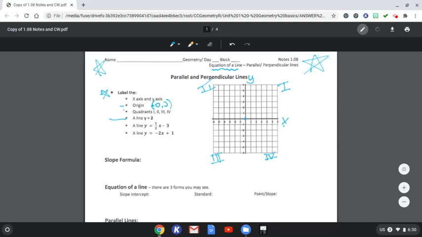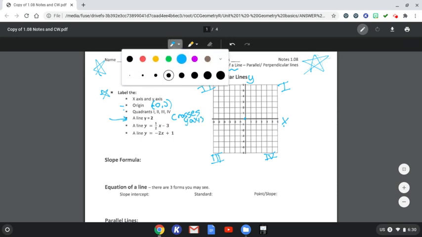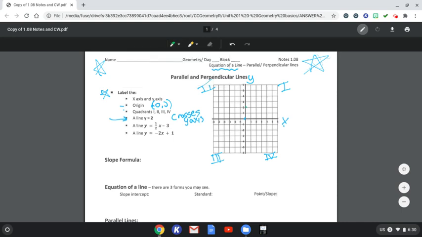The line y equals 2 crosses your y-axis at 2. So if I were to draw that line, I'm just going to change colors here. At y equals 2, it's going to be a horizontal line, up 2 from that x-axis. So it crisscrosses the y-axis. It makes a perpendicular with it.